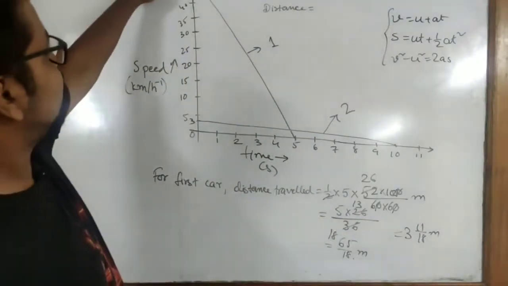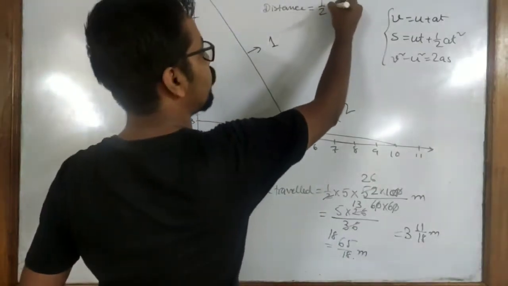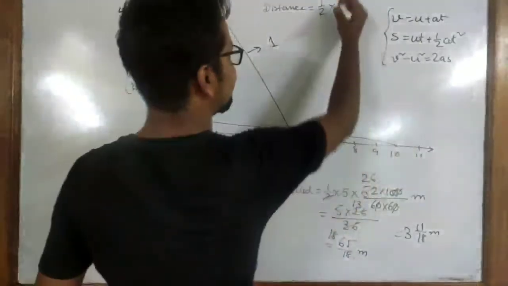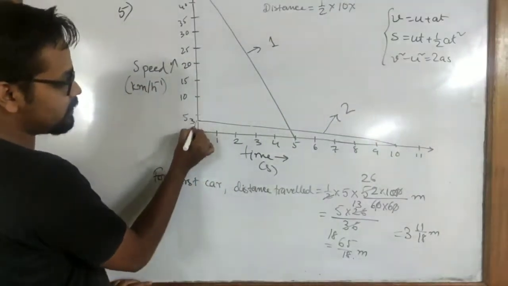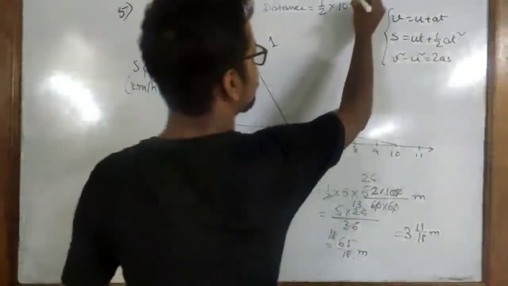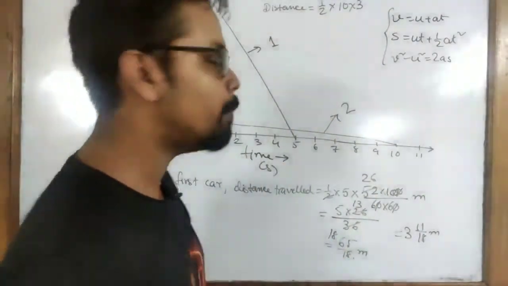what is the distance? The distance is, it started from here, so it is half into base into height again. What is the base? Base is 10 seconds. And what is the speed? Means height is only this much. This is 3. But 3 is what? Kilometer per hour. So you have to convert it again to meter per second.